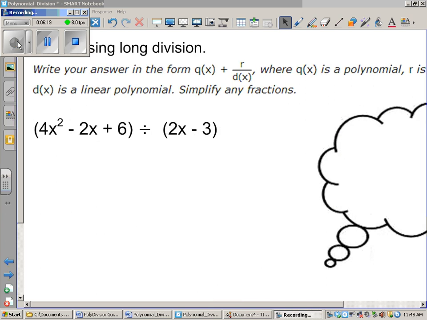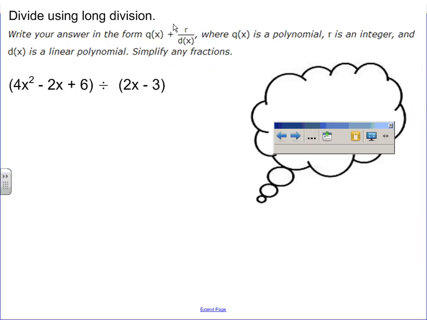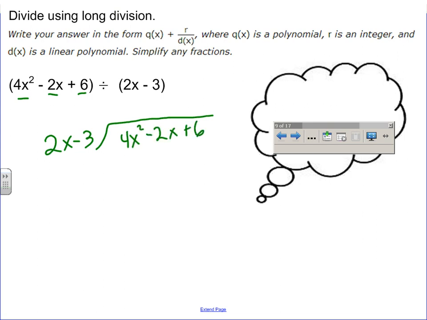Division. All right, so I would write this example right below the steps for long division. Step 1 is to see if we need any 0 placeholders. We start with our x squared, then we go to x, then we go to 6, so there's no need for 0 placeholders. So we just set it up: 2x minus 3 divided into 4x squared minus 2x plus 6.